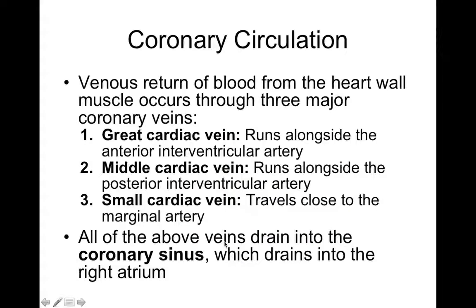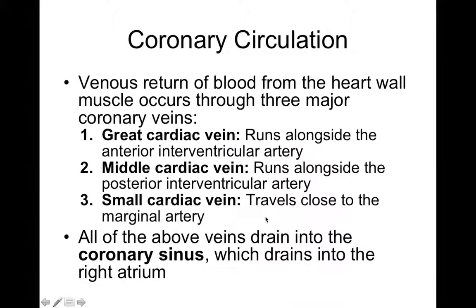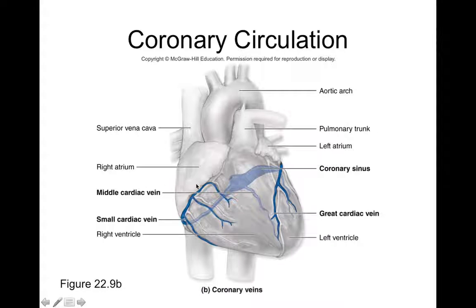So in terms of the venous system, you guys, there's three main cardiac veins. All of these arteries here eventually lead up to capillary beds, which you find in the muscle, but then those converge in these veins. The great cardiac vein is paired with the anterior interventricular artery. The middle cardiac vein is paired with the posterior interventricular artery. And the small cardiac vein is paired with the marginal artery, which you can see here.